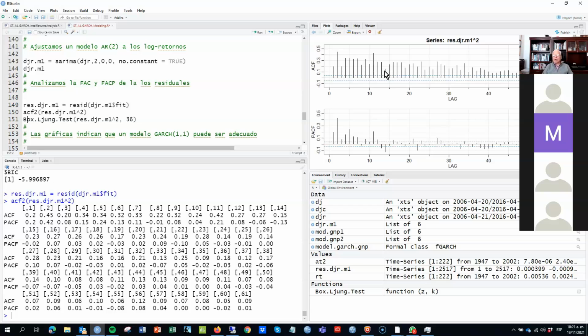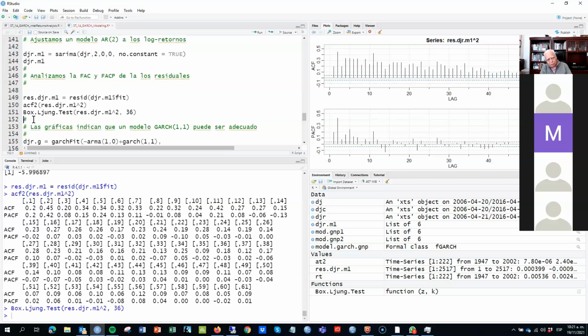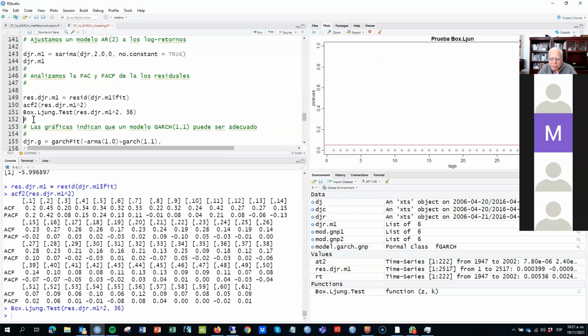Obviously, the square root of the residuals has a significant autocorrelation function, okay? And now we're going to look at the p-values of the square root of the residuals, and all are very small. All these p-values are very, very small. That tells us that the series has a GARCH effect, okay, or an ARCH effect.